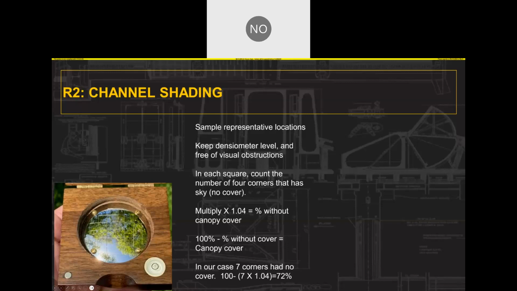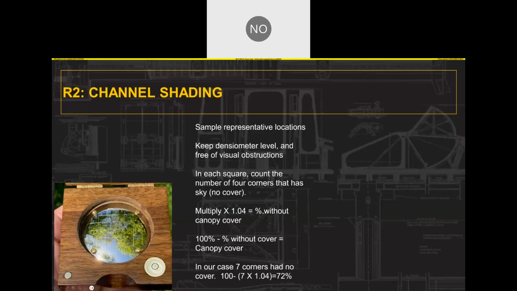Maybe 3, 4, 5, 6, 7, 8, 9, 10, 11. I'm going to say I got 12 points without coverage. So 12 times 1.04 is, I can't do this in my head today, we're going to say 13% or something. Does that sound about right?